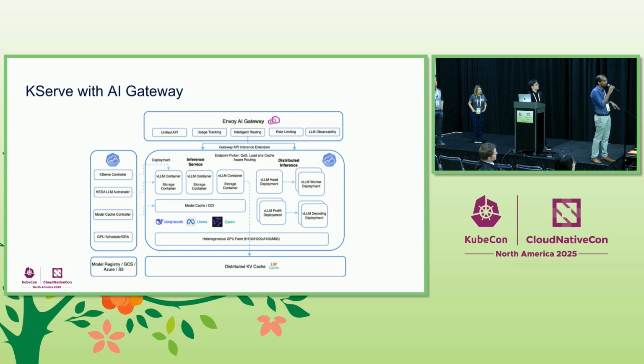Once it gets in, on the left side is the standard inference service, which we already have, which is single node inference, having multiple vLLM containers. And on the right side, the newer distributed inference using LLMD, where there is standard multi-node inference or disaggregated inference with the prefill and decode.